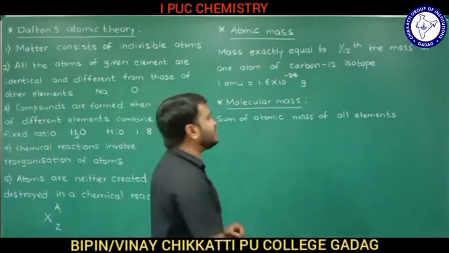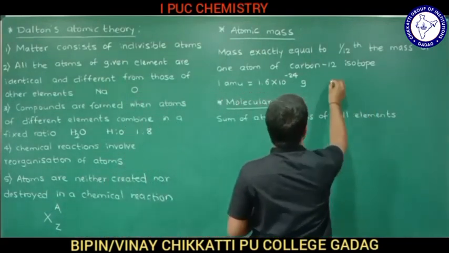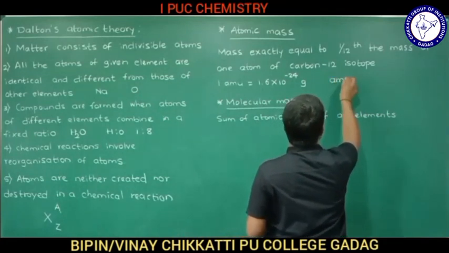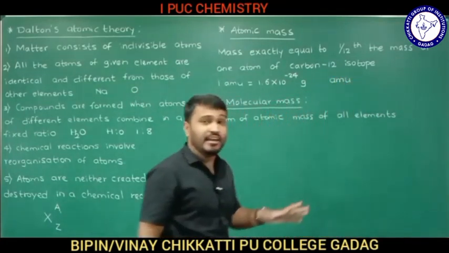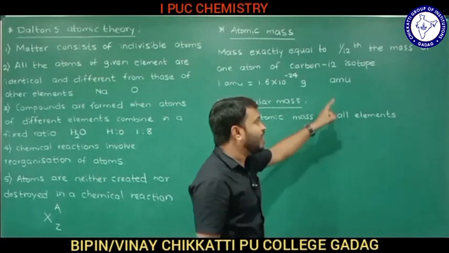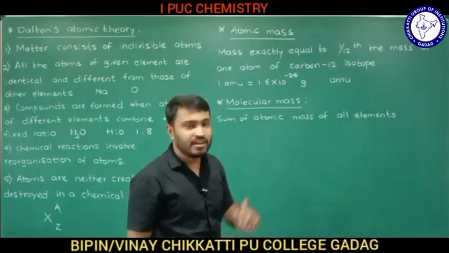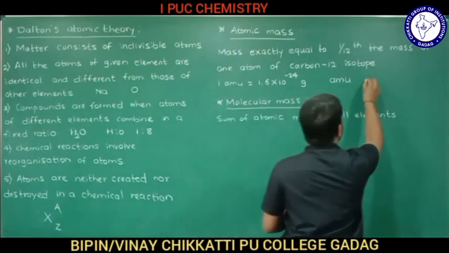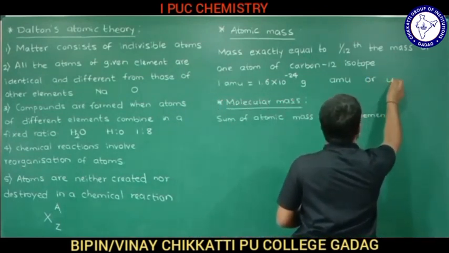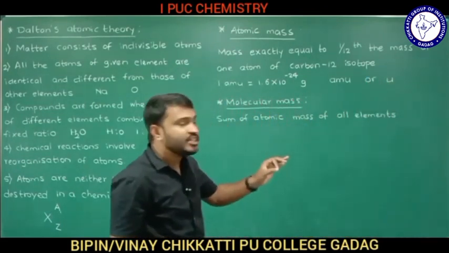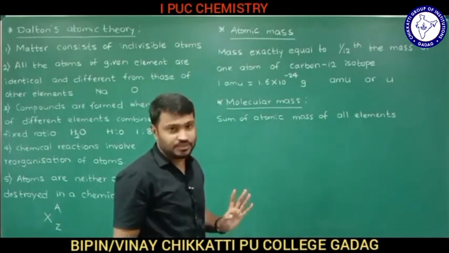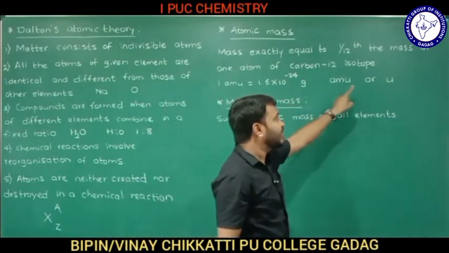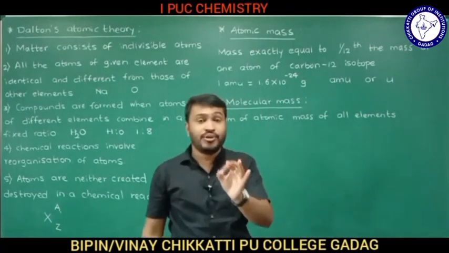Atomic mass can be represented in two different manners. One is AMU. Remember, AMU stands for atomic mass unit. Nowadays we use one more, that is small u. Remember, small u stands for unified mass. Atomic mass unit, and small u stands for unified mass here.